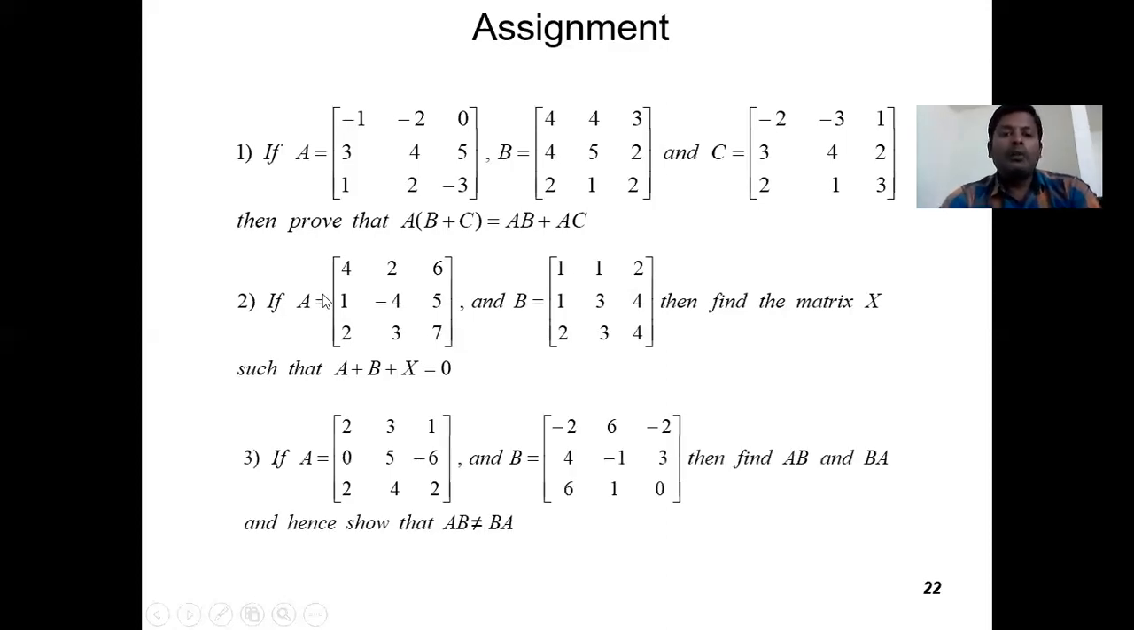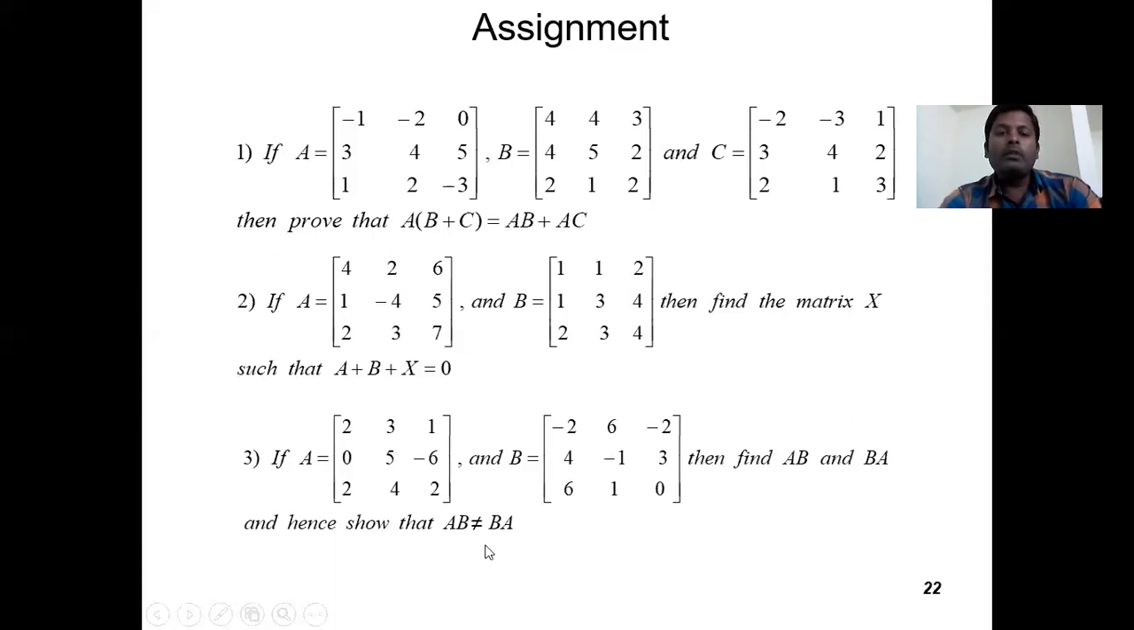The third problem. If A is equal to 3, 1, 0, 5, minus 6, 2, 4, 2, and B is equal to minus 2, 6, minus 2, 4, minus 1, 3, 6, 1, 0, then find AB and BA, and hence show that AB is not equal to BA. Already we do this type of problem. Okay, how can we do this one? First we find the AB. AB means we do these two matrices multiplication, A into B. Then after that B into A. We find the value of AB is different and BA also different.